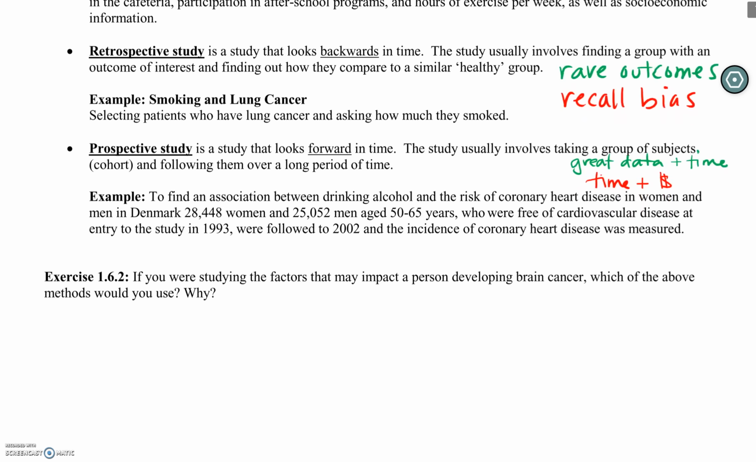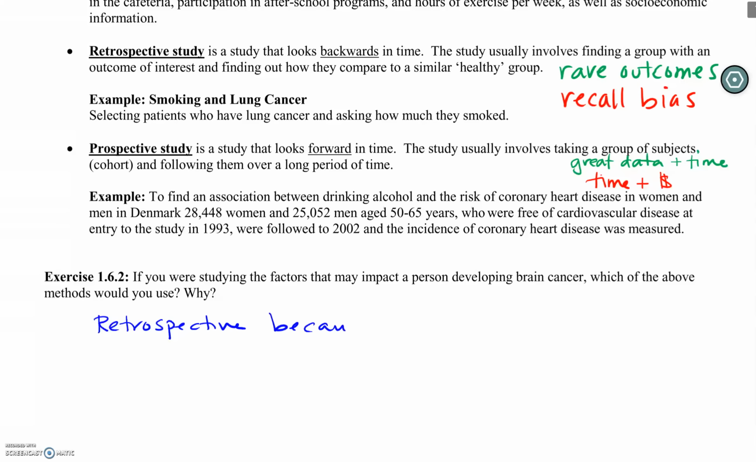So I have a quick exercise here. If you're studying the factors that might impact a person developing brain cancer, which of the methods above would you use? I want you to think about it for a moment. Which one really makes sense? You can pause if you want a little extra time. Otherwise, I'm going to tell you the only thing that really makes sense for this one is our retrospective study.